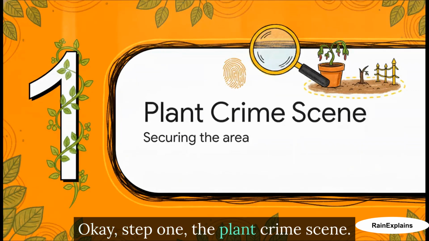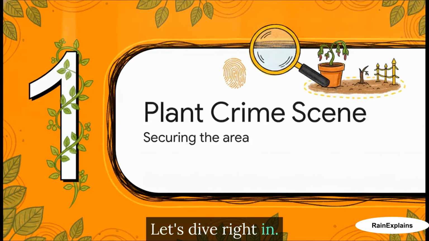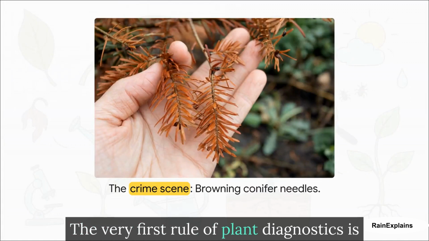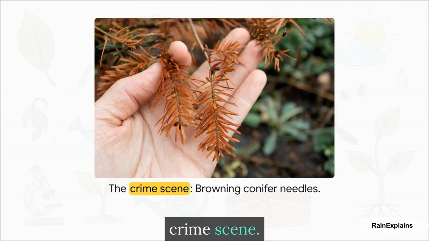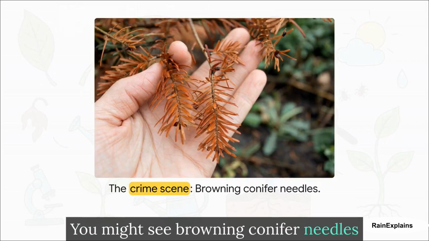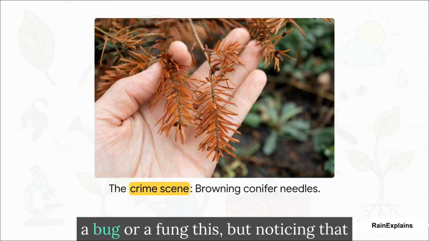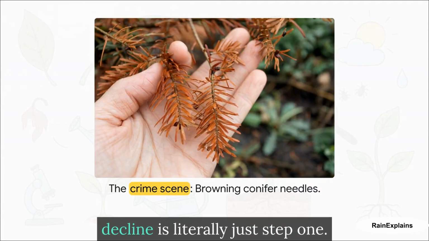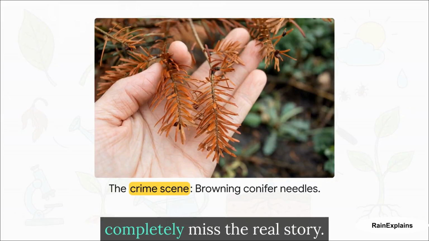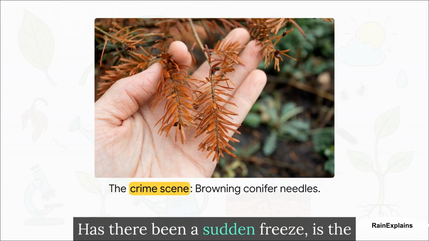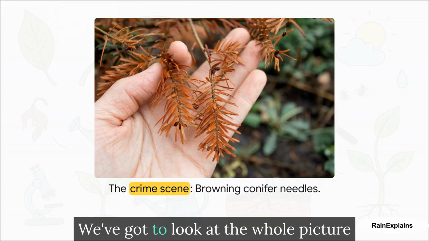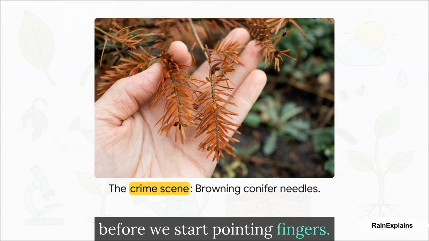Okay, step 1, the plant crime scene. Let's dive right in. The very first rule of plant diagnostics is to treat every ailing plant like an active crime scene. You might see browning conifer needles like this and immediately want to blame a bug or a fungus, but noticing that decline is literally just step 1. If you jump to conclusions, you might completely miss the real story. We have to gather contextual clues. Has there been a sudden freeze? Is the soil compacted? We've got to look at the whole picture before we start pointing fingers.